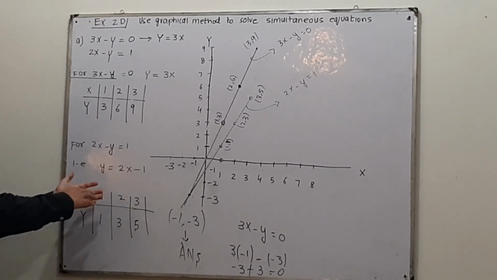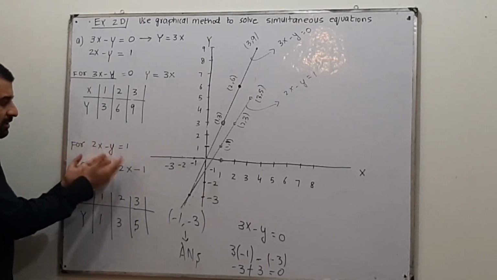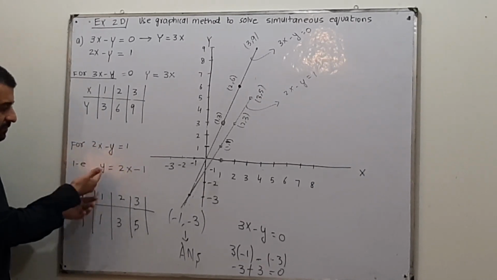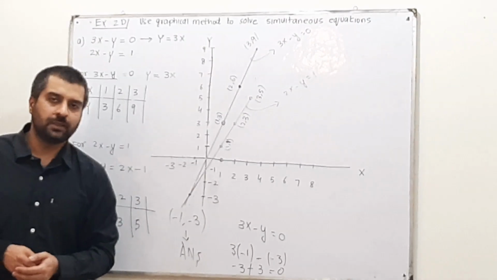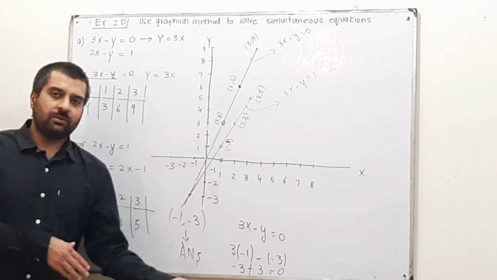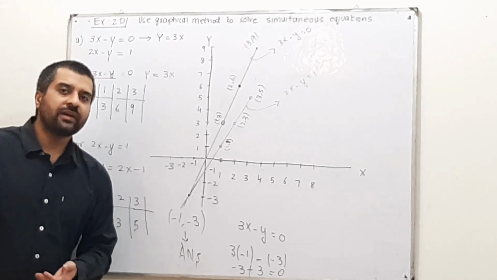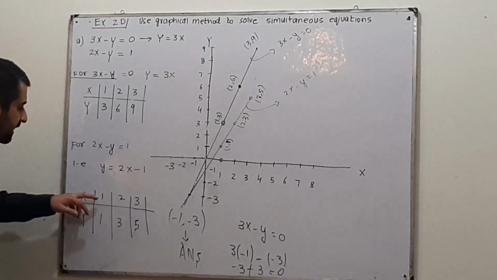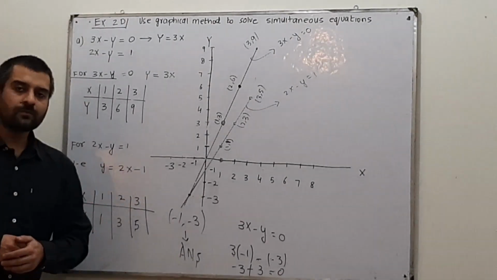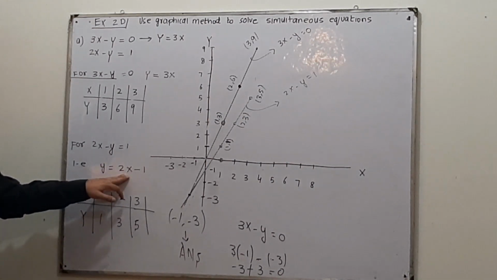I have just rearranged this one. If y is on the right side, then 1 is on the left side, so signs will be changed. So y is the subject. Now y is equal to 2x minus 1. Now draw a table. Assume some values of x by yourself. I have assumed x as 1, 2, 3. Using these values of x in this equation, find the values of y.